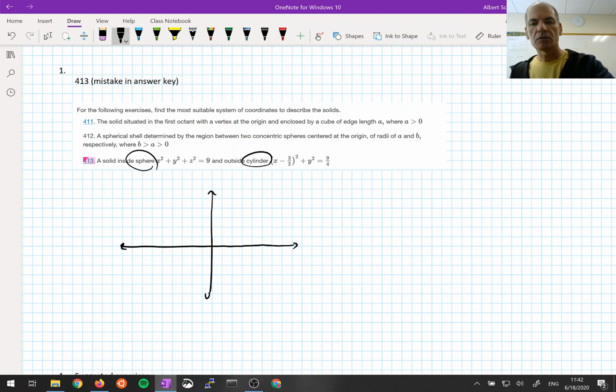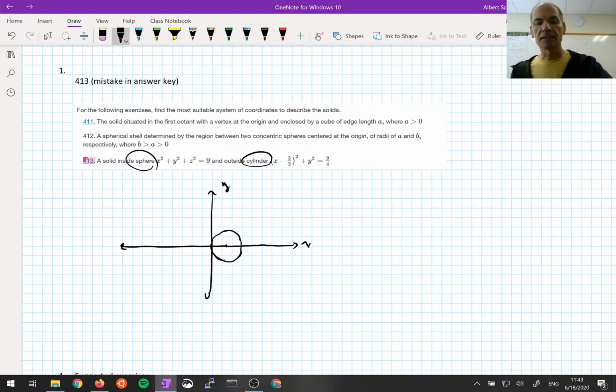If you look at this and you assume that we're just looking in the xy plane, this is a cylinder centered at 3/2 and of radius 3/2. So it's a cylinder that's going to go kind of like that. It's going to trace out a circle in the xy plane. And then it's coming up out of the plane and going down into the plane. Because there's no z coordinate, z can be anything.